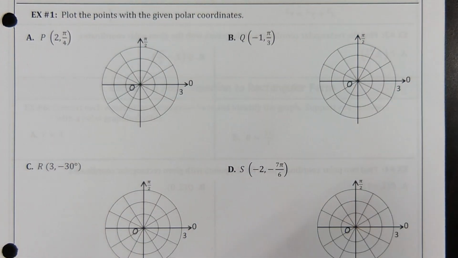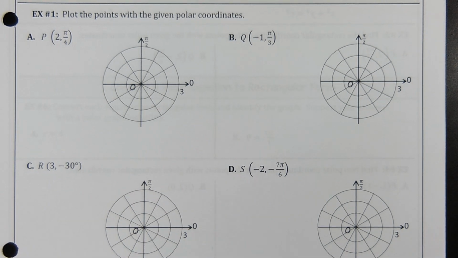All of these are polar coordinates. We are going to plot 2 comma pi over 4. The way that I like to plot polar coordinates is I actually look at the theta first, because unlike x comma y, it really doesn't matter which one you look at first. I like to use theta first. That way I can decide where I should have been looking.